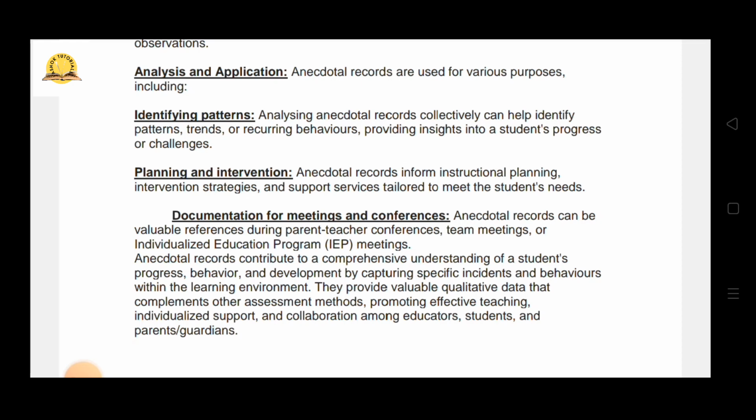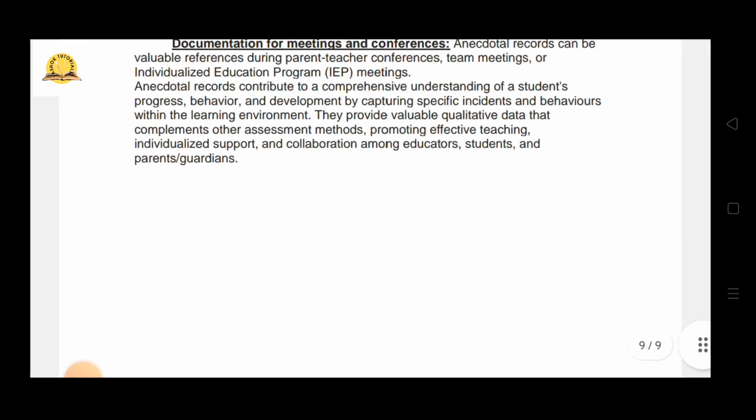So we have to use anecdotal records in order to plan out and see what can be done, so that whatever incident the child has faced can be made to forget, to forgive, and to let go. The impact that it has had on the child should be made to forget. So those things, now documentation.